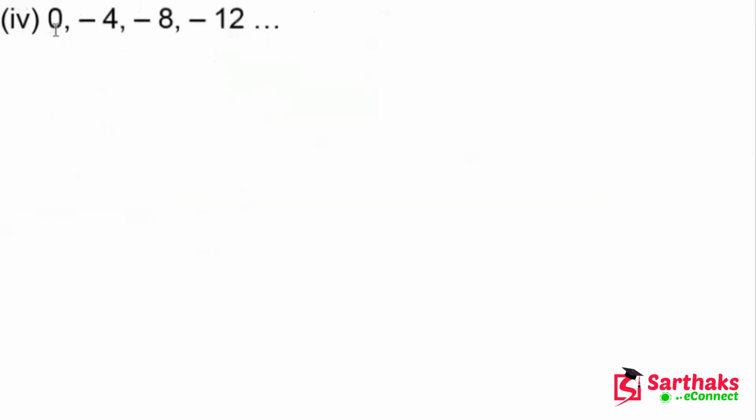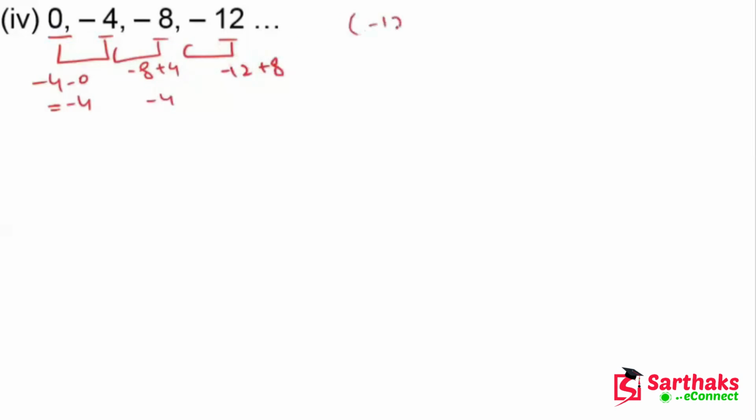Now again we have a question like this. Let's suppose we have 0, minus 4, minus 8, and minus 12. Again we have to find minus 4 minus 0 means minus 4. Minus 8 plus 4, minus 4. Minus 12 plus 8. Why plus 8 is here? Because we have to do minus 12 minus of minus 8. We get minus 12 plus 8, we get minus 4.